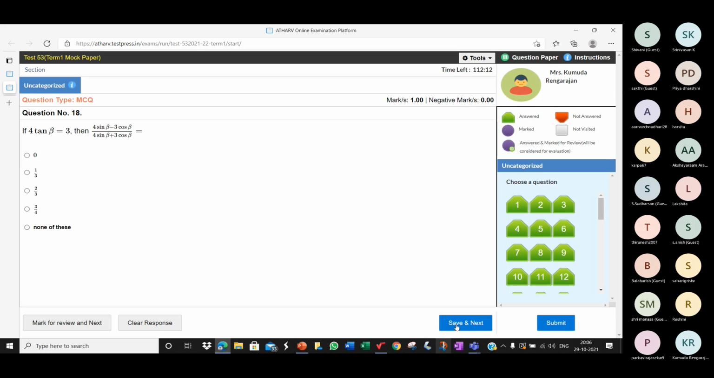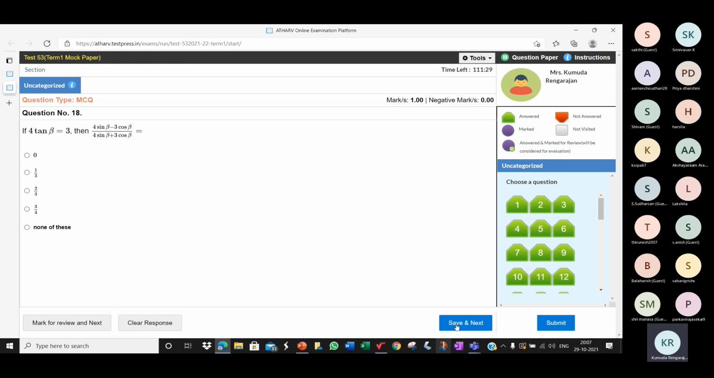Answer 0, ma'am. Correct, the answer is correct. Please tell me the procedure to work this without using the right triangle. We divide by cos beta, ma'am. So you'll get 4 into 3 by 4 minus 3, so 3 minus 3, 0. So 0 by 3, 0. What will happen to the numerator when you divide by cos beta? Ma'am, you will get 4 tan beta minus 3, by 4 tan beta plus 3.